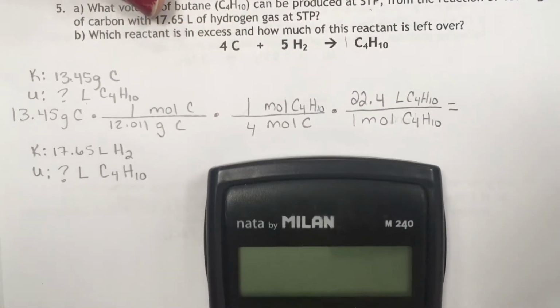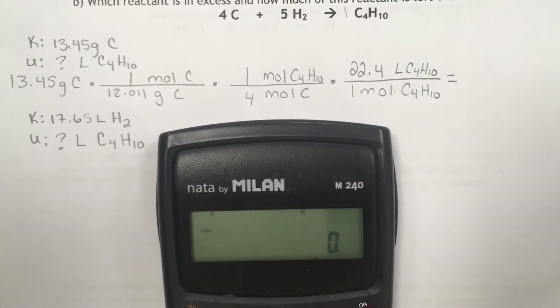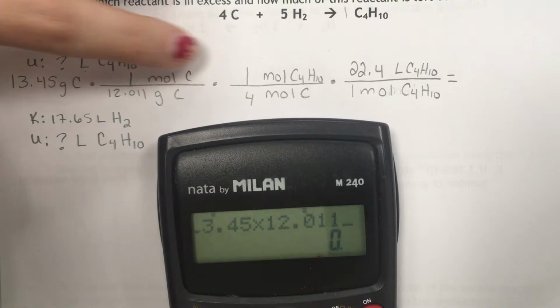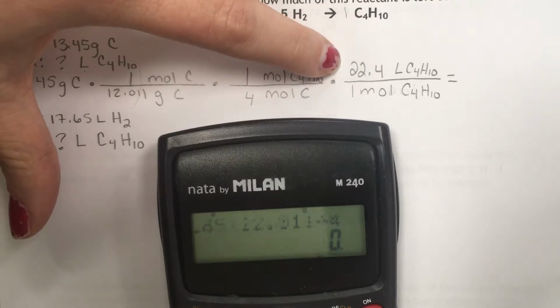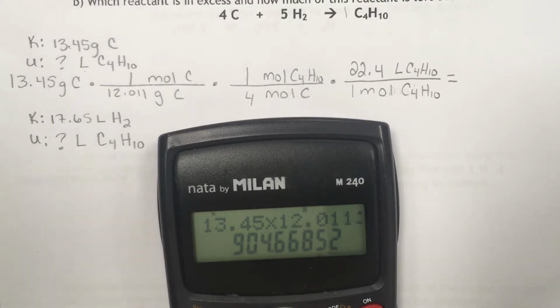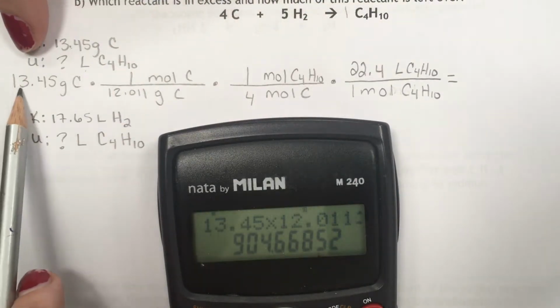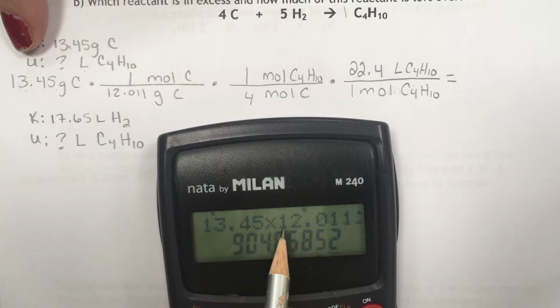All right, so now we just plug it into the calculator, and we will have our answer. All right, so 13.45 divided by 12.011. We don't really do times 1, we just ignore it. So divided by 4 times 22.4 equals. You don't have to do parentheses or anything when exponents aren't involved on this problem. Your calculator usually does the order of operations correctly, and you just do it. So we have 4 significant figures. The 6 will round the other 6 to 7. So 904.7.